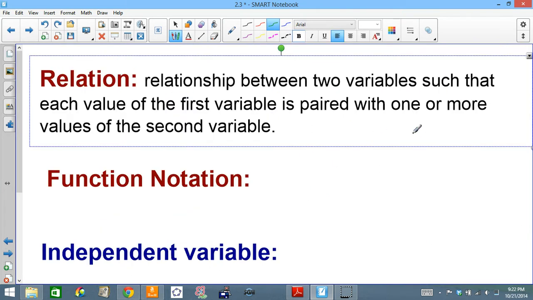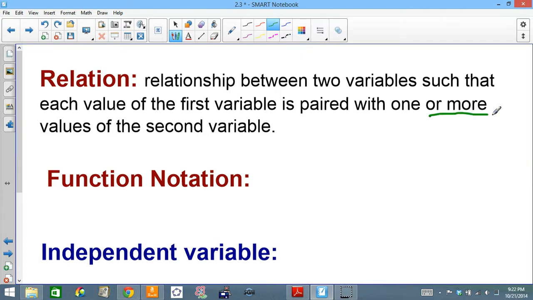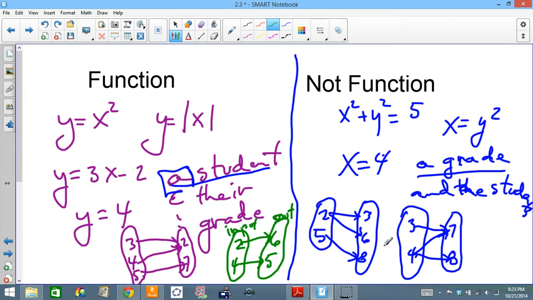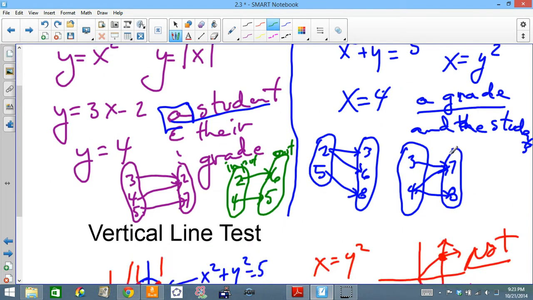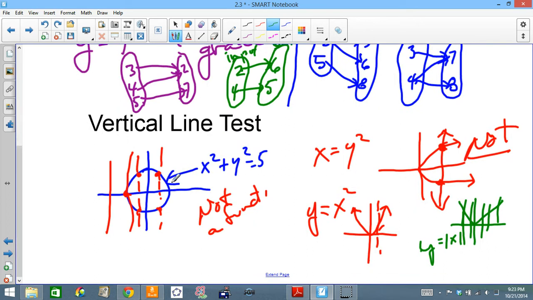A relation is a relationship between two variables so that each value of the first variable is paired with one or more values of the second variable. So a relation is the same thing as a function, except the relation can be paired with more than one value. All these other things we talked about, all in blue over here on the right side, are relations. If it doesn't pass the vertical line test, x squared plus y squared equals 5, that's still a relation. x equals y squared, that's still a relation.